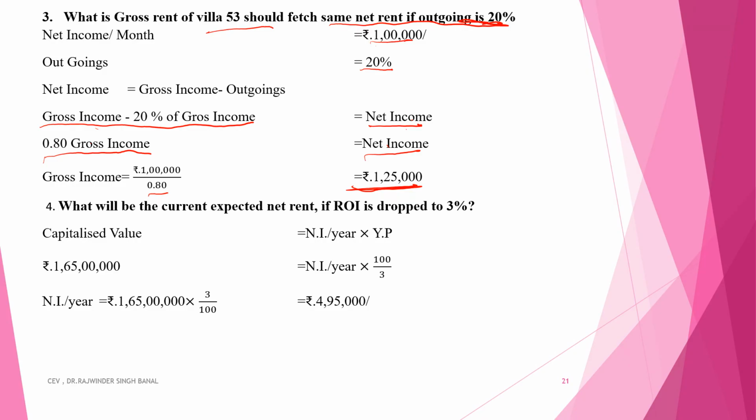What will be the current expected net rent if the rate of interest drops to 3%? So instead of 10%, if it is 3%, you can calculate. Capitalized value is 1 crore 65 lakh. YP will be equal to 100 upon 3. So from here, net rent will be 3 upon 100 into 1 crore 65 lakh. It will be 4 lakh 95,000.